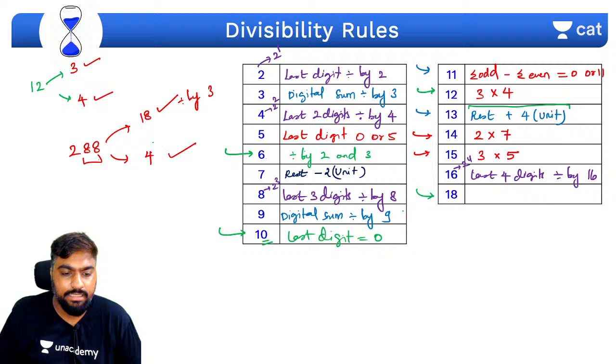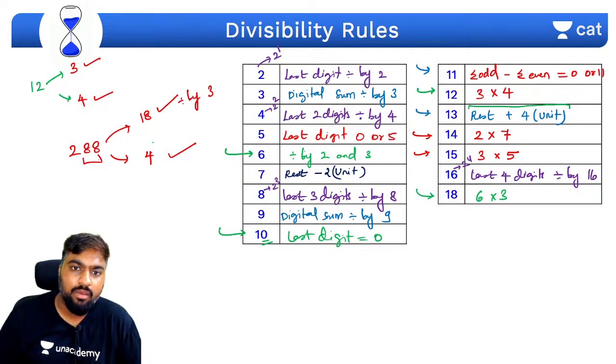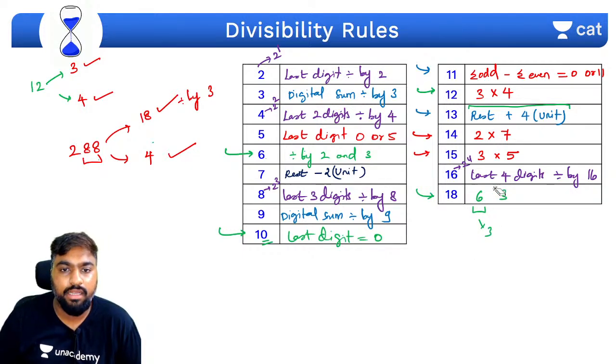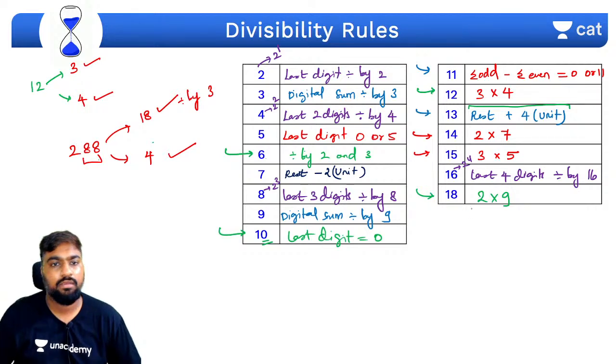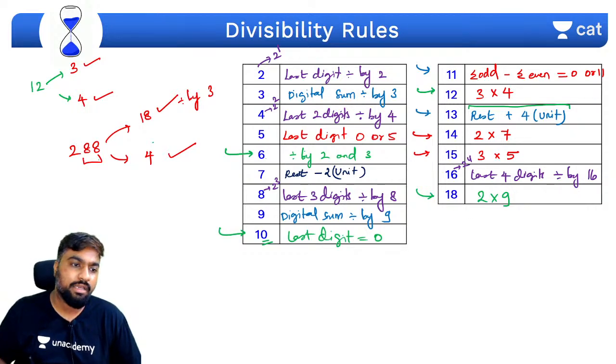18, 6 and 3. Will 6 and 3 work for 18? No. Why? Because 6 itself is a multiple of 3. What will we prove here? Right? So we take co-primes. 2 and 9. Nothing common in between 2 and 9, except for 1. Yes. So ऐसे करके कोई भी number का you can find out.